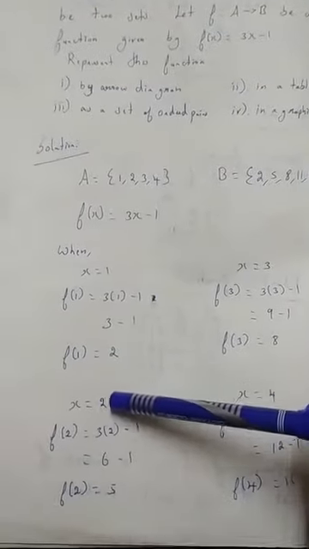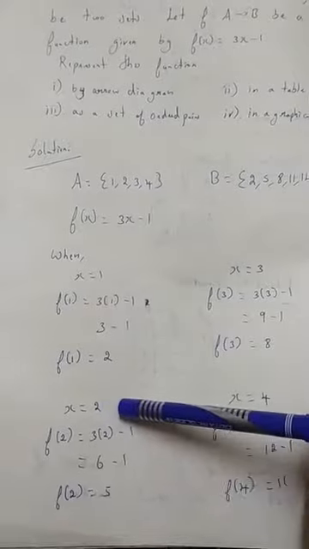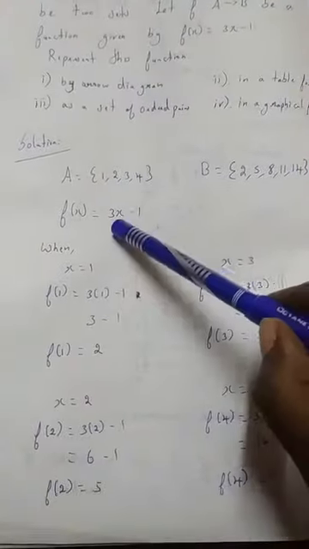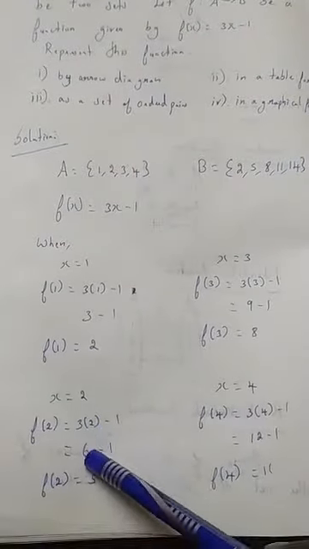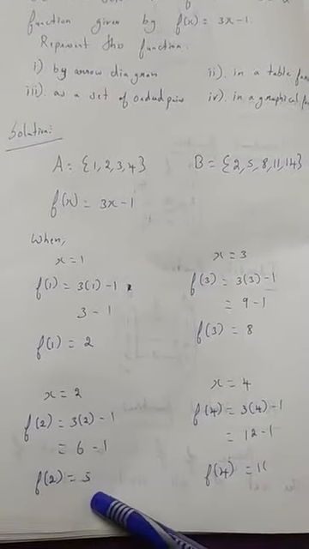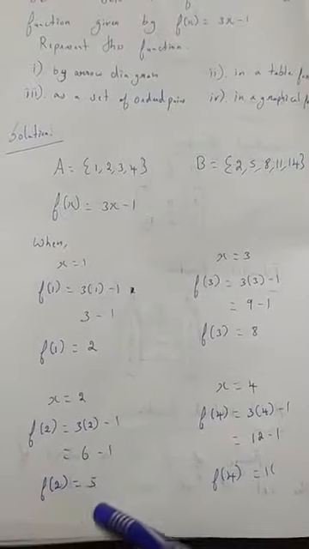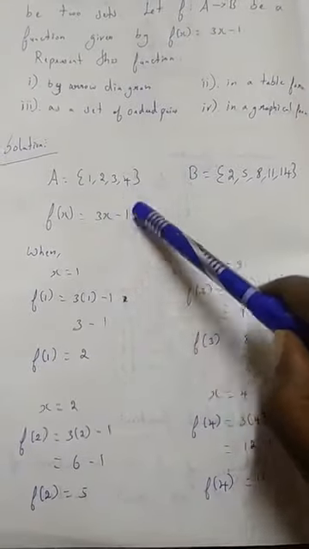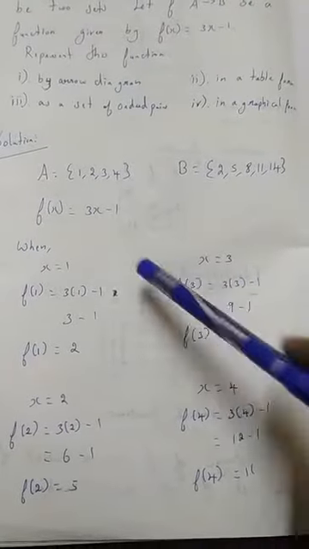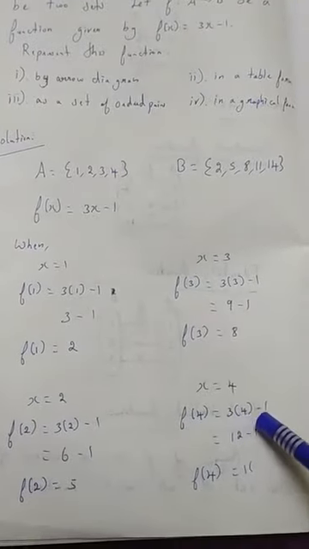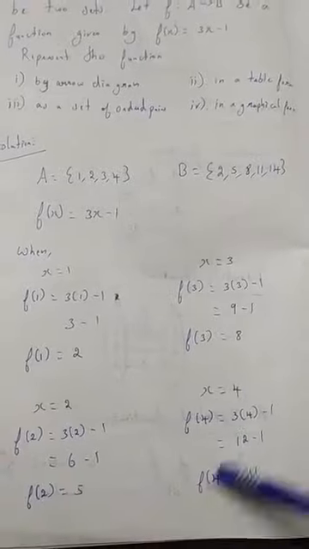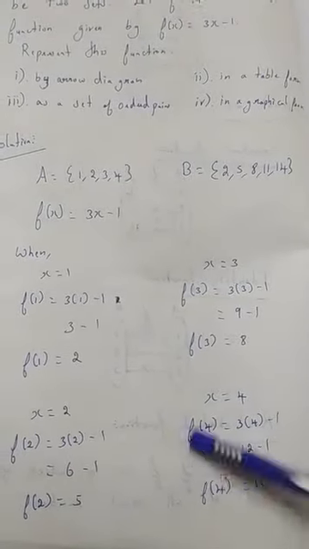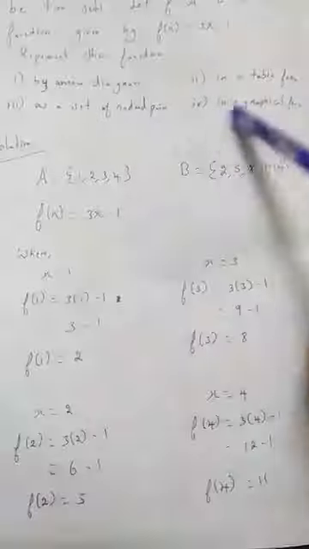Next one. When x = 2, I have to substitute 2 in the place of x in this equation. So f(2) = 3 × 2 − 1. 3 times 2 is 6, minus 1 is 5. Therefore when x = 2, f(2) = 5. The same way, substitute 3 in the place of x. 3 threes are 9, 9 minus 1, 8. The same way, substitute 4. 3 fours are 12, 12 minus 1, 11. So we found all the corresponding y values.